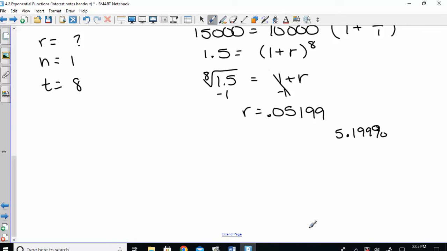So I've taken a few different variations on this formula, solving for different pieces, but ultimately we're still just plugging everything in. Are there any questions about that? Okay.